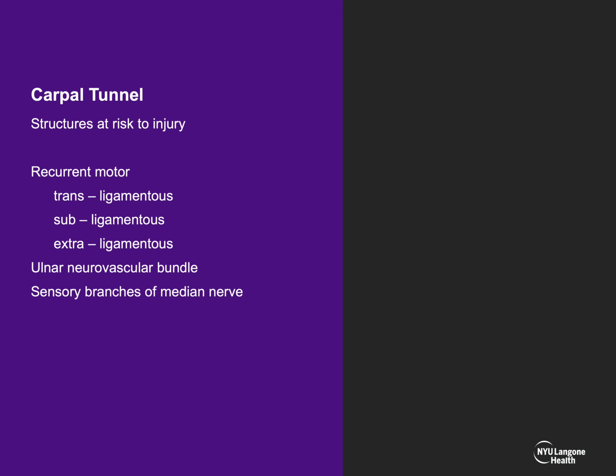The ulnar neurovascular bundle can be injured as well because it's actually very close to the carpal tunnel contents. It's sitting on top of the transverse carpal ligament and ulnar. And then the sensory branch of the median nerve, if you pass proximally and you aim radially, you can cut it. So those are the 3 structures that are at the greatest risk, with the recurrent motor branch being the most likely or the most serious. Ulnar vascular bundle would be pretty serious too.